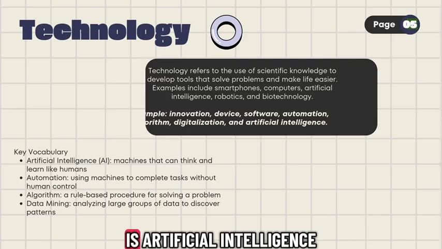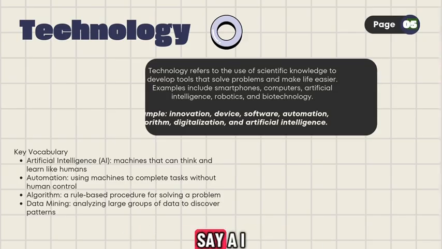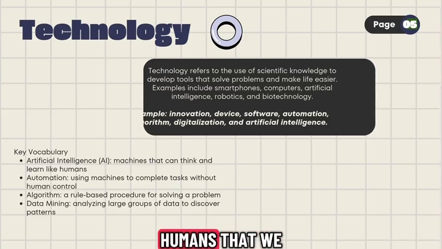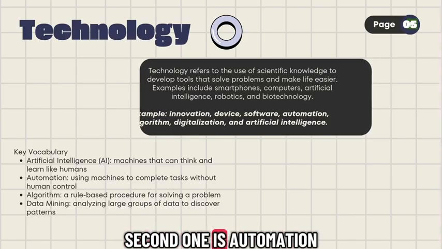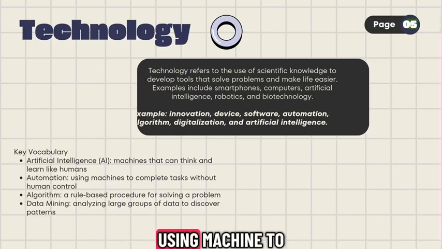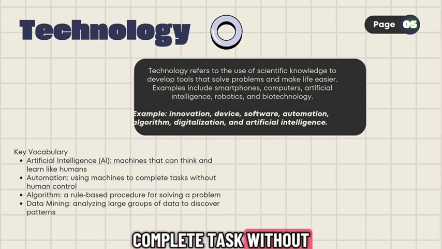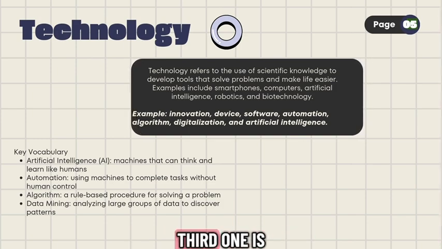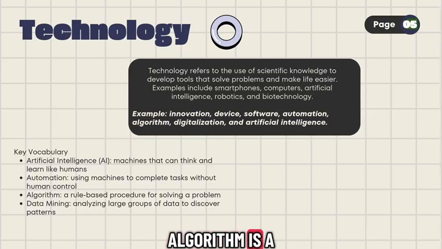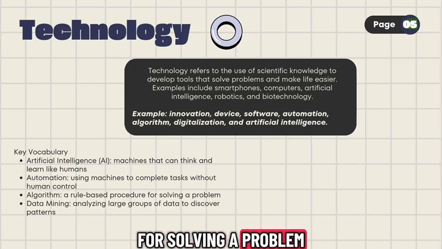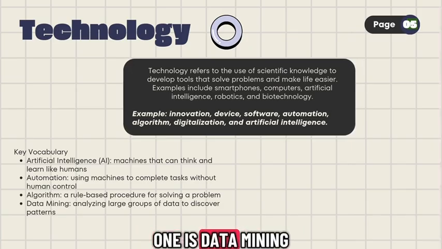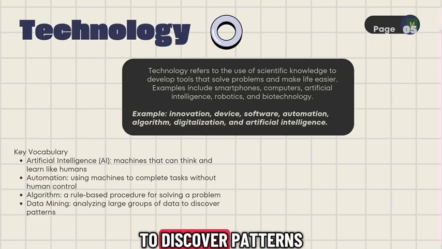The first one is artificial intelligence, or AI, which is machines that can think and learn like humans, which we commonly use. The second one is automation, using machines to complete tasks without human control. The third one is algorithm, a rule-based procedure for solving a problem. And the last one is data mining, analyzing large groups of data to discover patterns.